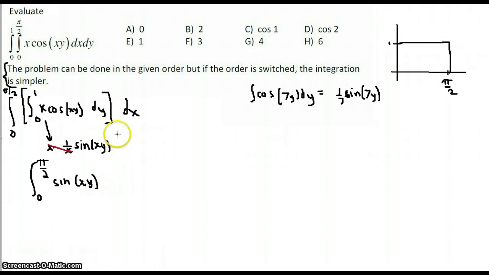I'm sorry, evaluated from 0 to 1 would be the sine of 1x minus the sine of 0. And the sine of 0 is 0, so that's nice. And so we're just integrating the sine of x from 0 to pi over 2.